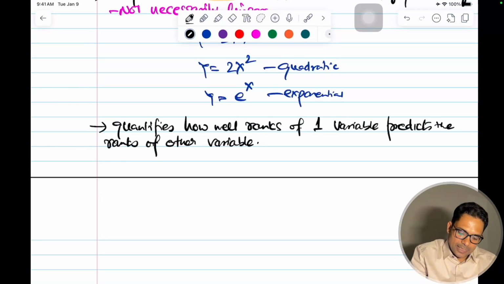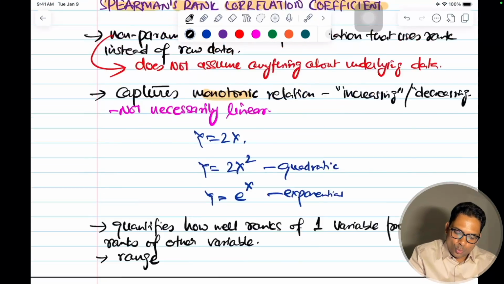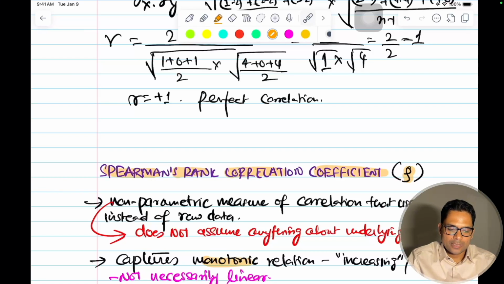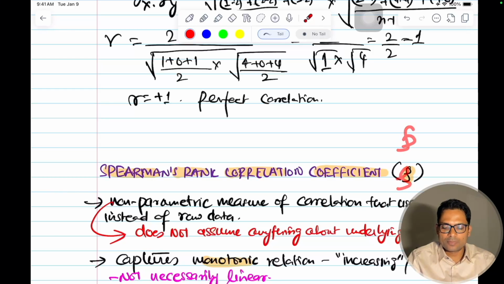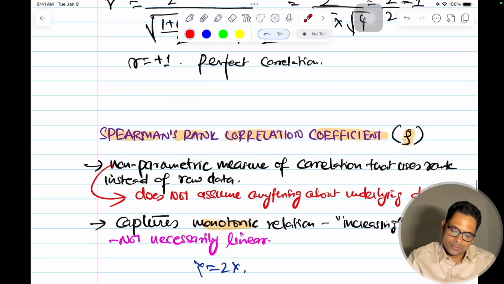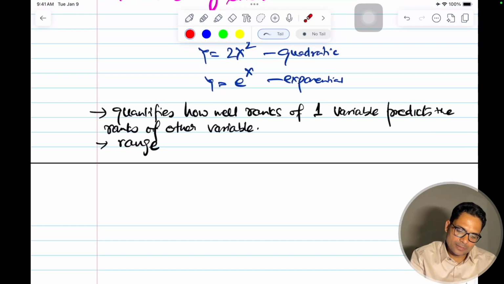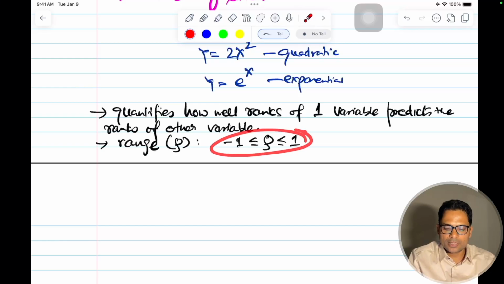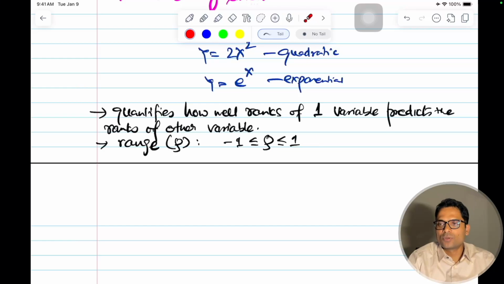The range is again the same, and it is denoted by the symbol rho. I'll just write it. This is the rho symbol. In electrical engineering, you would have studied resistivity, which was rho. So Greek symbols keep coming. The range of rho is -1 less than or equal to rho less than or equal to 1. Same range for the coefficient. Everything standardizes to -1 to 1.